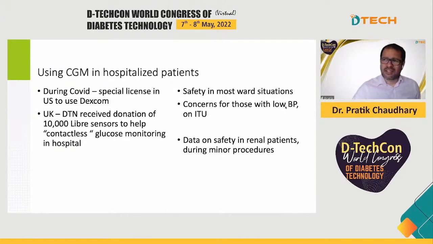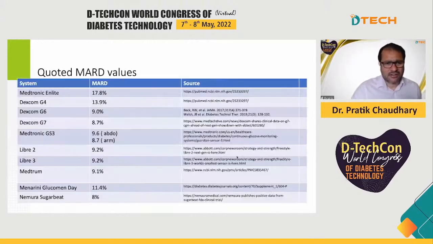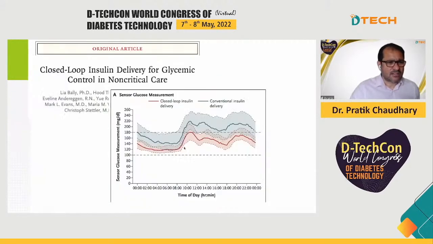And actually, if the sensor is under reading, in a sense you're on the safer side because you're going to give less insulin, but sometimes that difference can be quite high. I think there's quite a lot of data now on the accuracy of CGM in renal patients and people undergoing minor procedures. A lot of the data early on was through sensors that had a MARD above 10%. But if you look at where the market is now with Libre 2, G6, and the latest sensors, most of them have a MARD less than 10, and they're relatively accurate during surgery. I just listed the MARDs there.